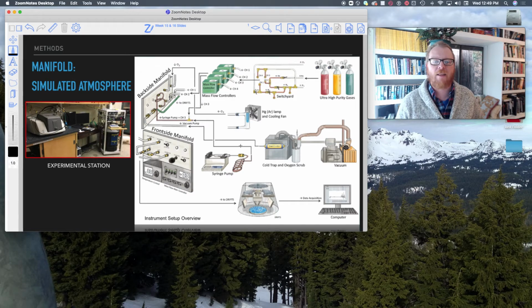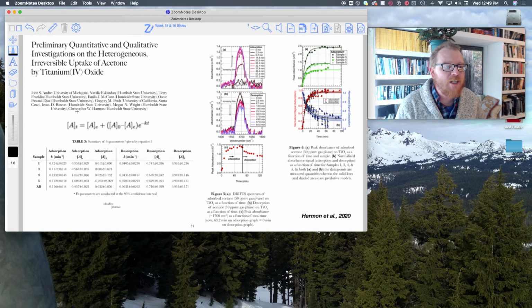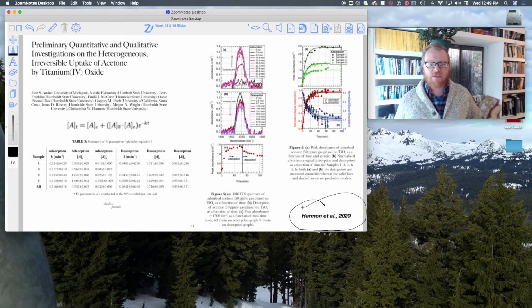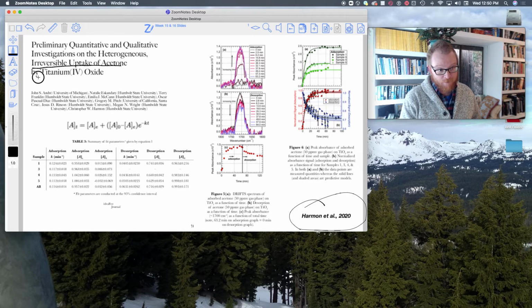I'm not going to spend a lot of time getting into this. But certainly for those of you that take PChem Lab next year, I'd be more than happy to show you this apparatus. So we just got this paper published this year in 2020, so very exciting. And so this is some of the work we did with acetone. So I'm kind of just doing a brief summary. So we looked at this, and we called this the irreversible uptake of acetone by TiO2.